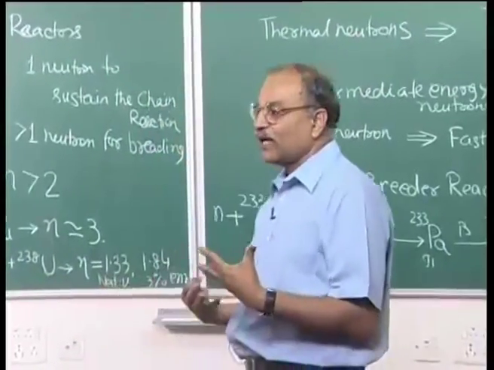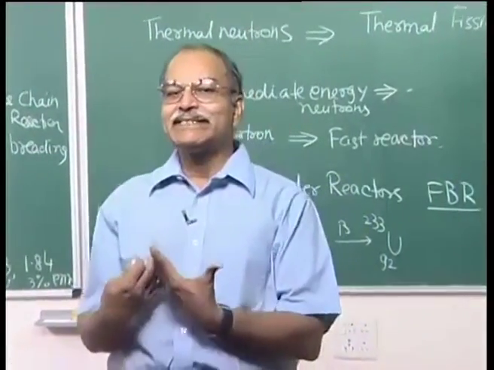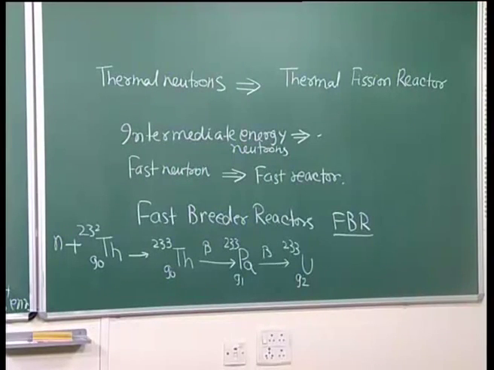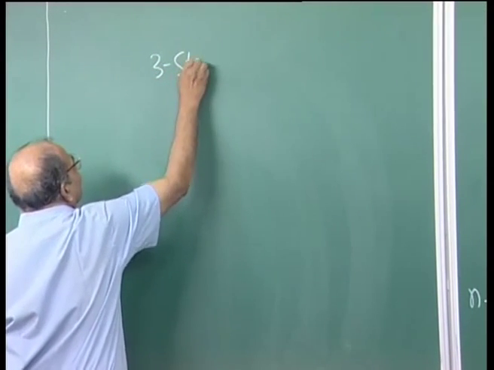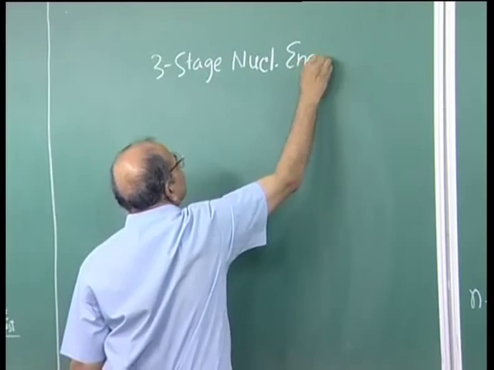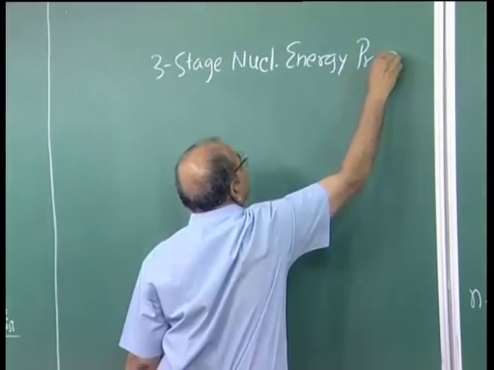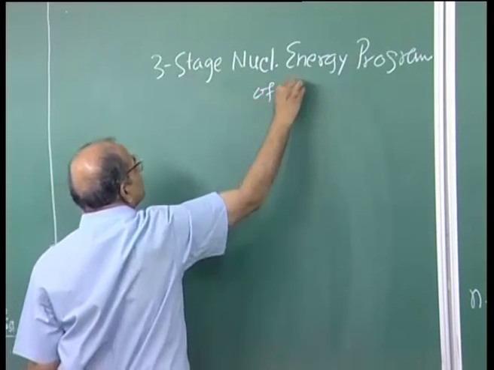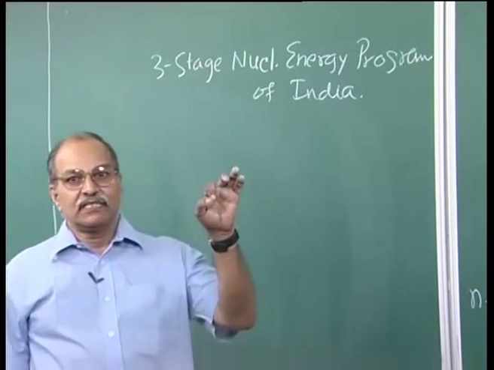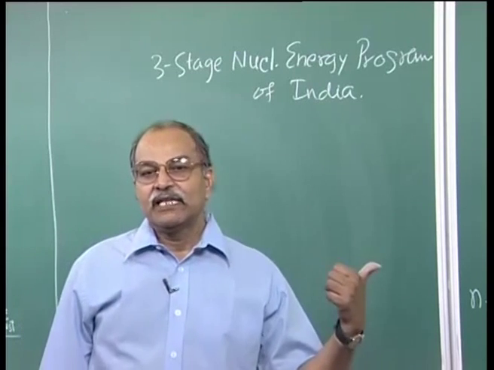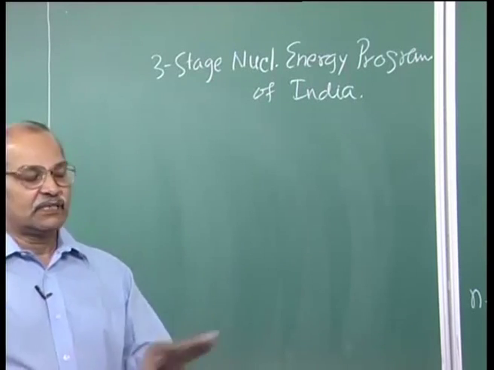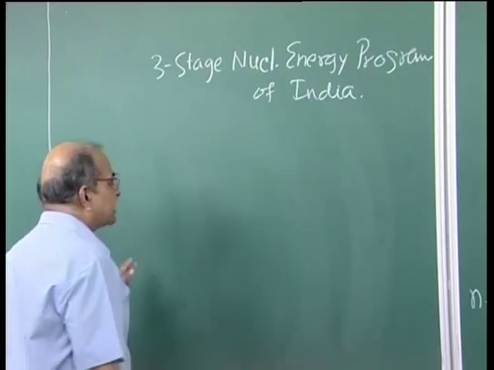So, what we have in India is called the three stage nuclear energy program of India. And what are those three stages? Let us see. The final vision is to use that large availability of thorium in India. The uranium reserves are limited, but the thorium reserves are in much better condition.